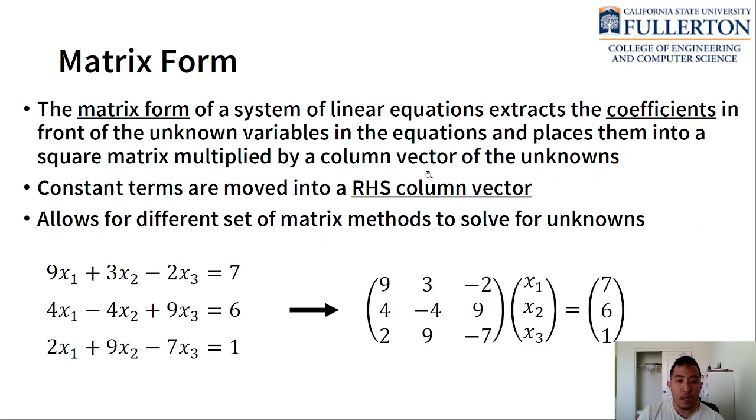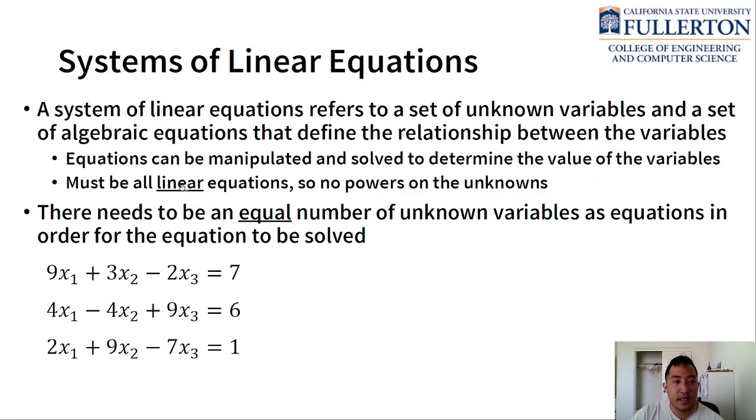The key is that these equations must be linear equations, and that's why this is called a system of linear equations. What that means basically is that all the unknown variables have to appear in the first power. There can't be any square roots of x's. There can't be any squares or cubes, because then that becomes a nonlinear equation. They have to be strictly linear.